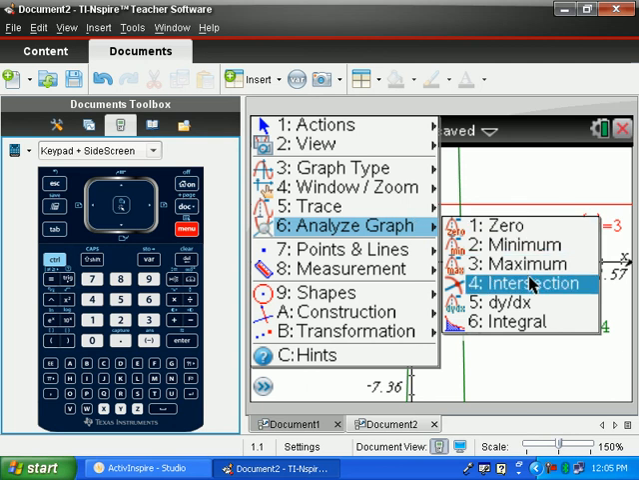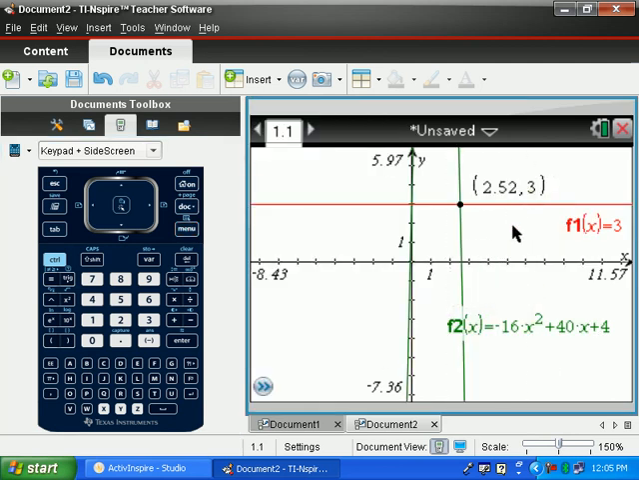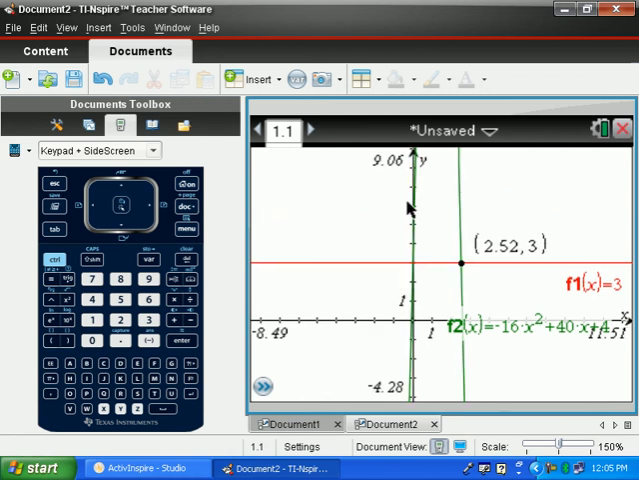So we go Menu, Analyze Graph, Intersection. We go left, we go right, and you can see we get an x value of 2.52, meaning it takes 2.52 seconds for the ball to be released from 4 feet. It makes its arc all the way up and comes back down, and he catches it at 3 feet. The graphing calculator is a tremendous asset. I encourage all of you to use it.